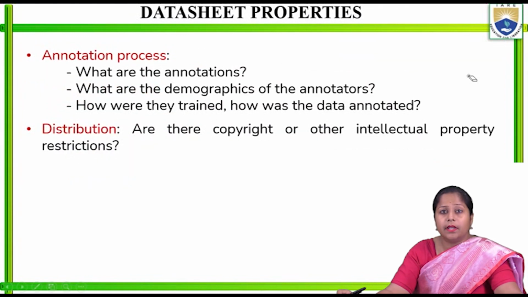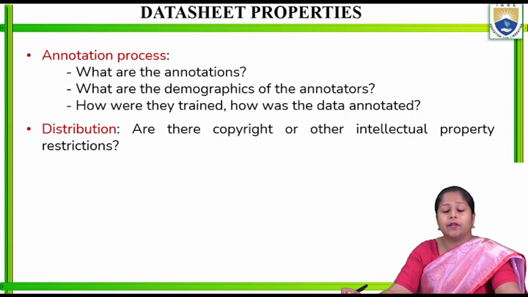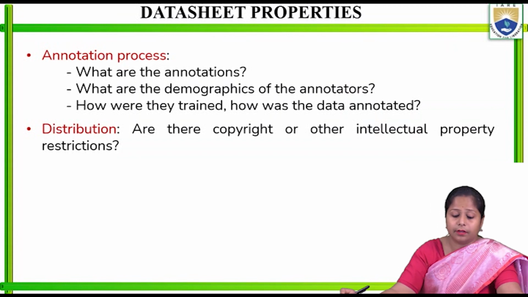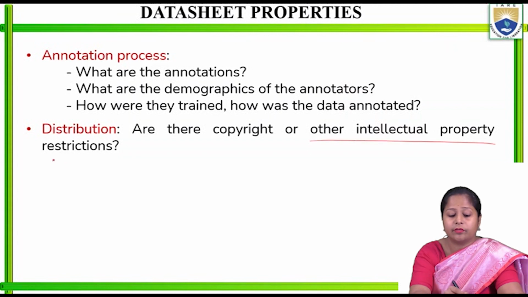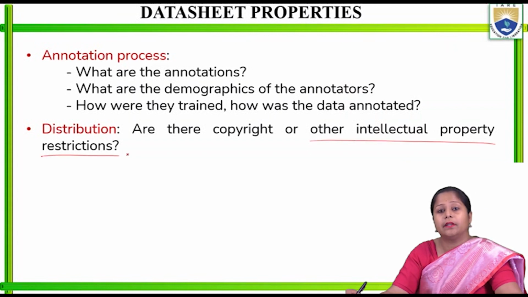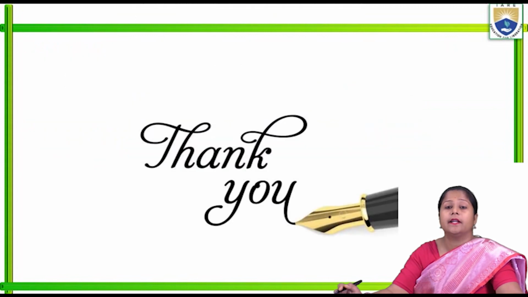There are also the annotation processes: what annotations there were, what the demographics of the annotators were, whether they were trained, why it was needed, and how the annotation was done. Then the distribution of the dataset: whether it is copyrighted, and whether it has intellectual property restrictions for different users. They need to take consent whenever they use those corpora. So that is all about today's topic.